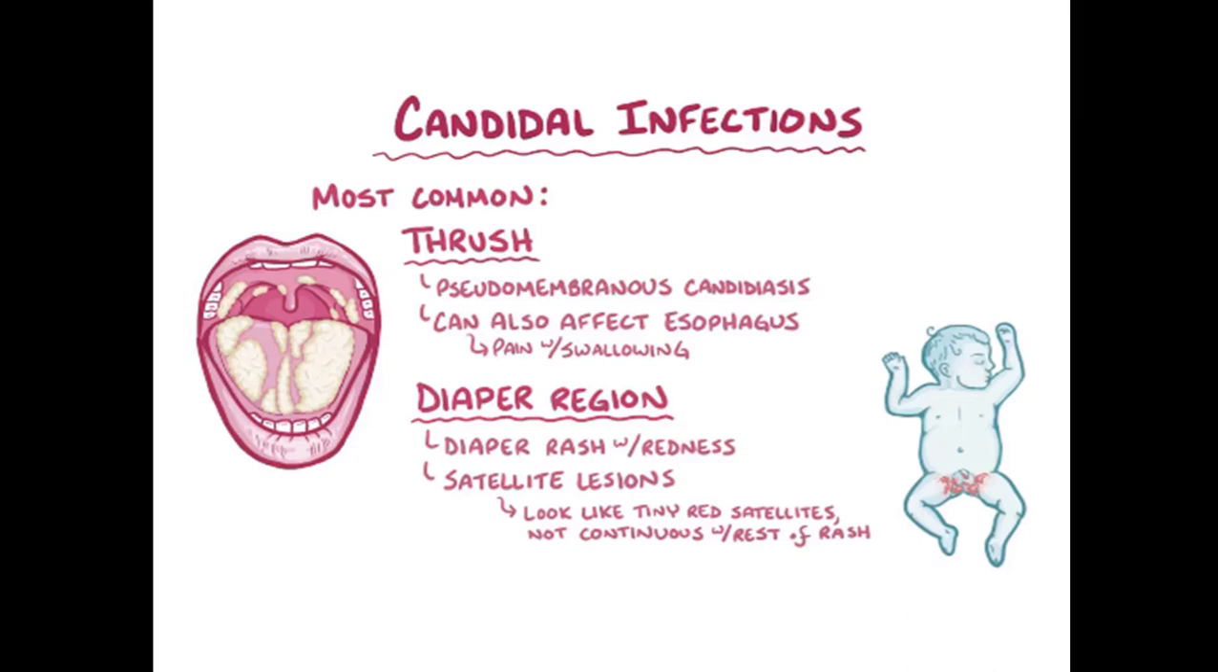The diaper region of children is again a moist and warm situation. Here the fungus can cause infection known as diaper rash, and in this area we see satellite lesions, which look like tiny red satellites, and these are not continuous with the rest of the rash.